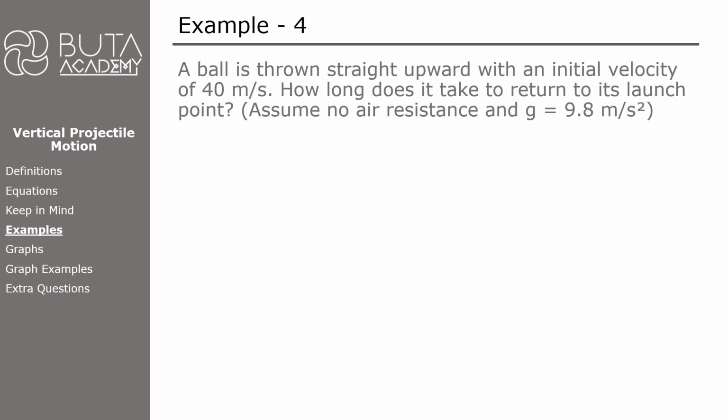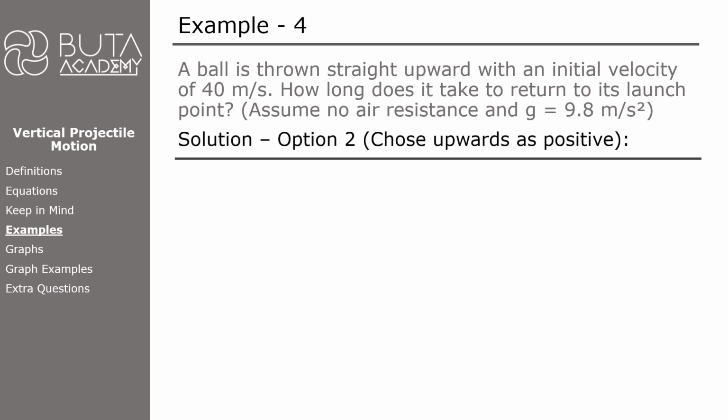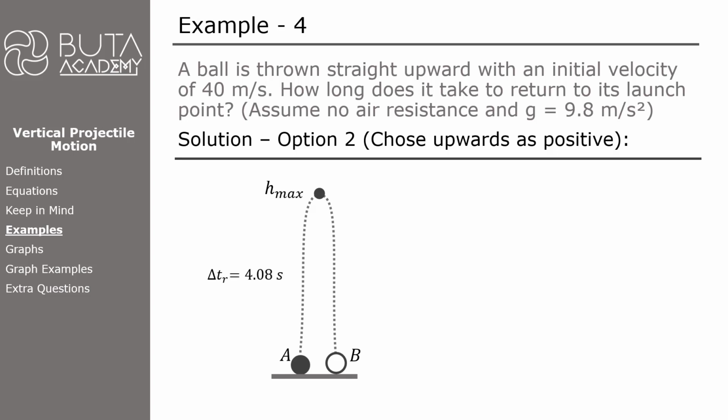The second method is useful if time to reach the maximum height is already known. As points A and B are at the same level, time intervals between these points and the maximum height are equal. In example 3, we have calculated that the time to reach the maximum height is 4.08 seconds. So is the time to fall back to the ground. Therefore, the total time is 2 times 4.08, which is equal to 8.16 seconds.